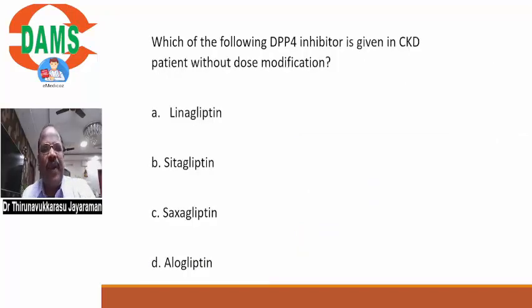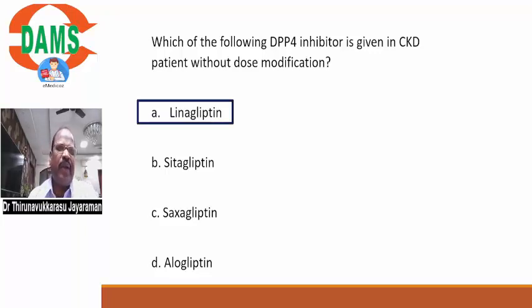Which of the following DPP4 inhibitors is given in CKD patients without dose modification? Another straight question, doctor. All the DPP4 blockers, dipeptidyl peptidase blockers, undergo renal route of excretion, so they are unsafe in kidney disease. Which is safe? Very straight question: linagliptin.